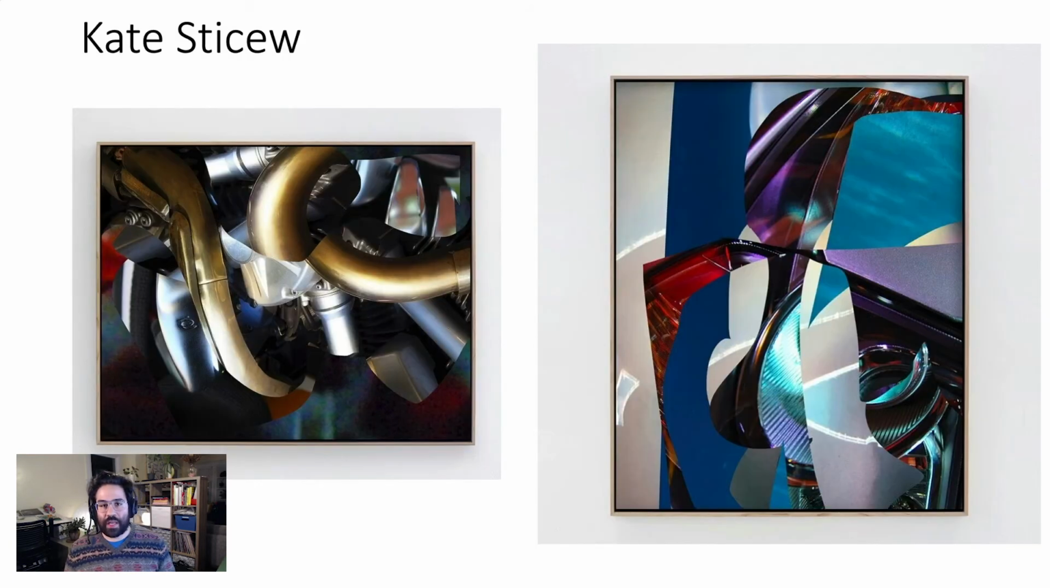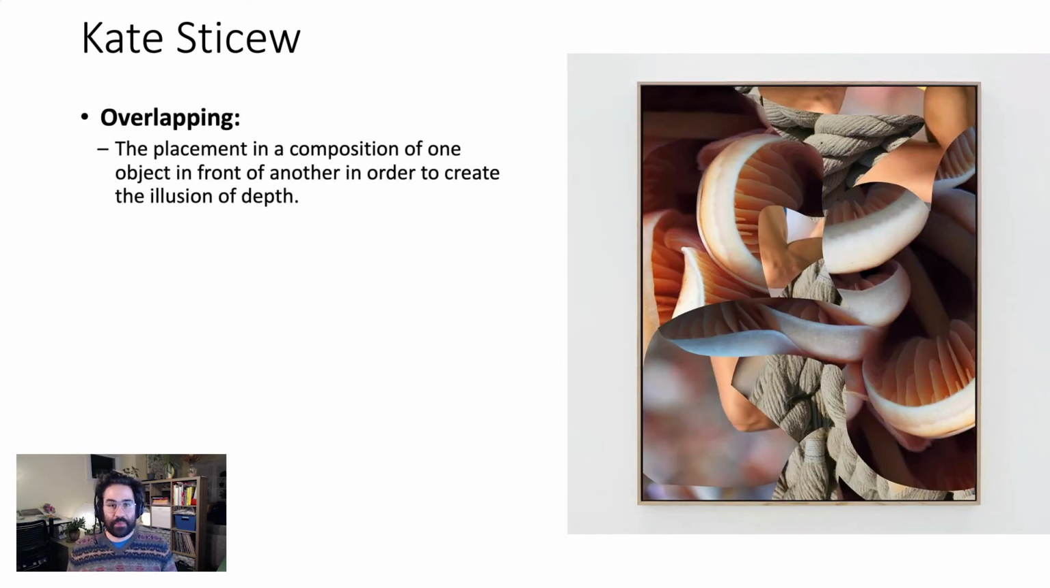Last but not least, we could look at Kate Sticew's work, and here we can see examples of overlapping. That is simply the placement in a composition of one object in front of another in order to create an illusion of depth. Now, we are getting some depth here, but it's not this kind of logical Renaissance perspective depth.